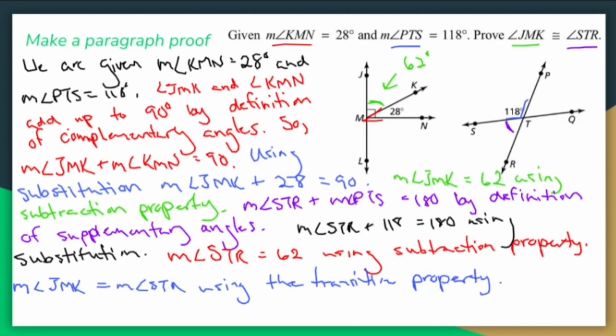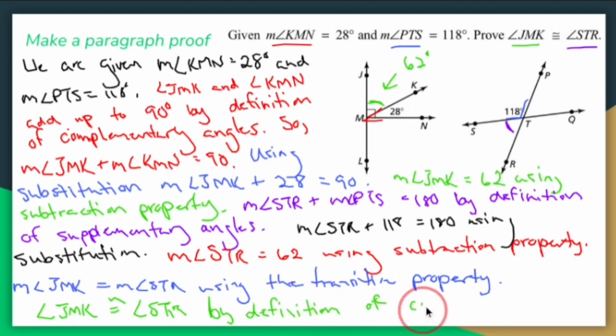and now, if their measures are the same, we can finally end this thing and say angle JMK is congruent to angle STR by definition of congruence. I nailed the spacing. Very proud of that. But this is a paragraph proof. Okay? This is a paragraph proof.